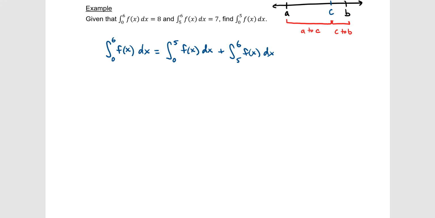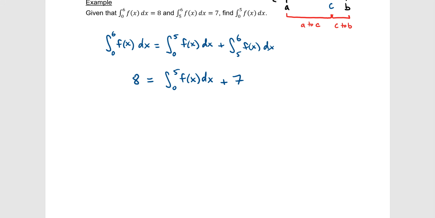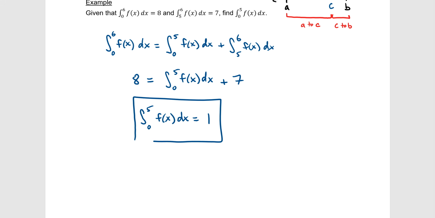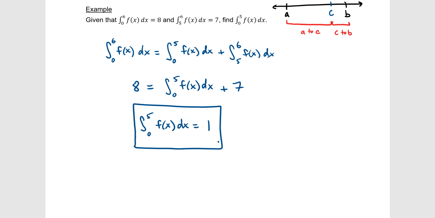We know the integral from 0 to 6 is 8, so we substitute that in. We are looking for the integral from 0 to 5. And the integral from 5 to 6 is 7. So all we have to do now is solve for the remaining integral because that's what we're trying to find. And that means we have to subtract 7 on both sides. And when you subtract 7 on both sides, that means we get 8 minus 7. So the integral from 0 to 5 equals 1. Okay, so pretty simple if you just know that property.